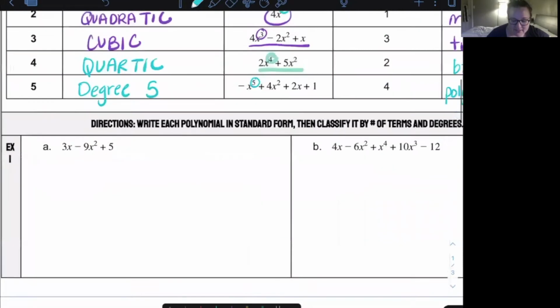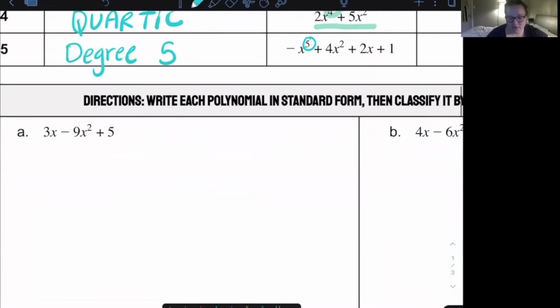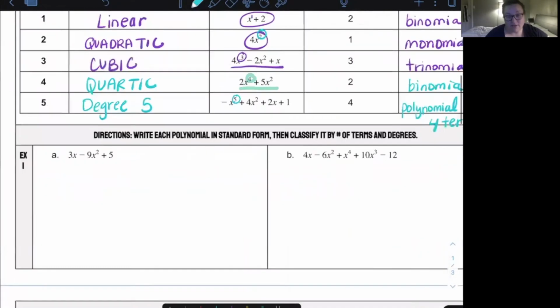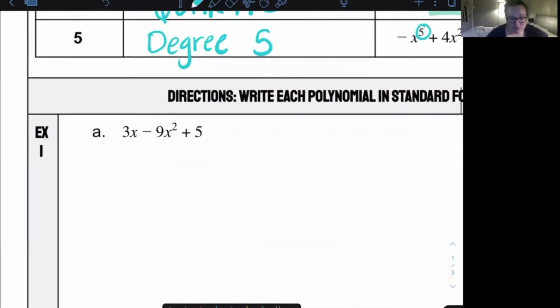All right, so now we're going to name each polynomial or classify it based on its degree and the number of terms. Before we do that, though, we always want to put it in standard form. So for example 1, part A, we've got 3x minus 9x squared plus 5. To put it in standard form, I want to order each term by the highest degree in descending order all the way to the lowest degree. So I'm going to put negative 9x squared first, followed by 3x, followed by that constant 5.